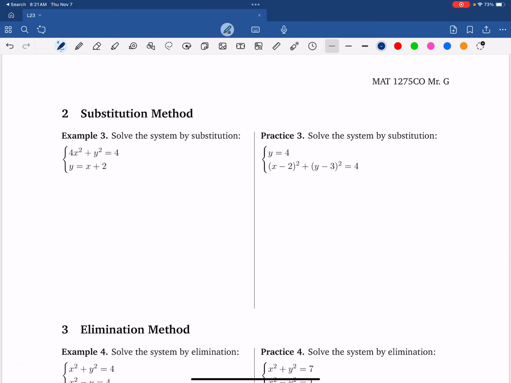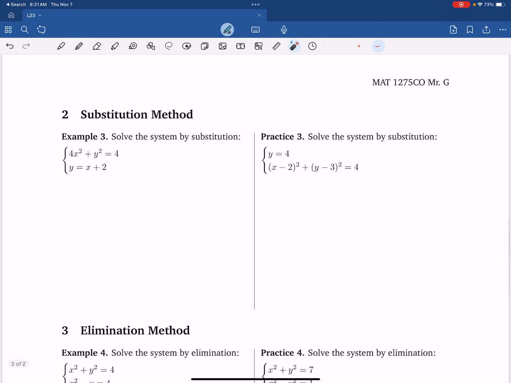Substitution method requires you to solve one of the variables, and usually that variable comes from the lower degree equation, meaning the linear equation. Usually that's what we look at. For example, example 3, if you look at these 2 equations, the first one is nonlinear because we have 2, right, at the exponent. And then for the second one, this is linear because we have 1 and 1. That's the linear. As a result, you're going to use the substitution method, substitute the second equation into the first one.